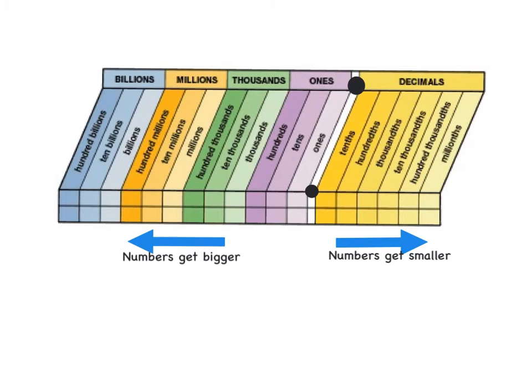One thing that we need to know when we talk about place value is that as we go to the right, numbers are getting smaller. But every hop on this place value chart, the numbers are actually getting 10 times smaller. That's important to know.